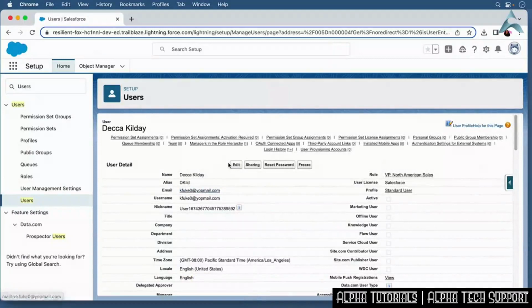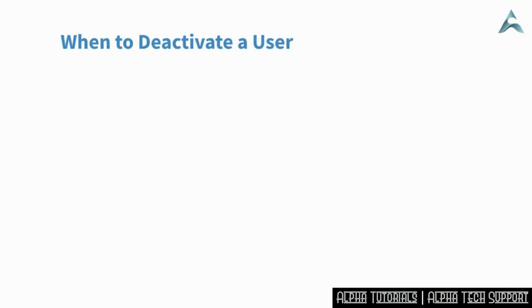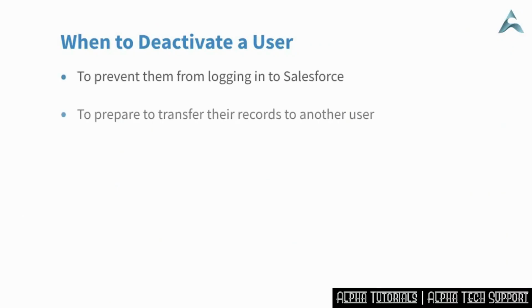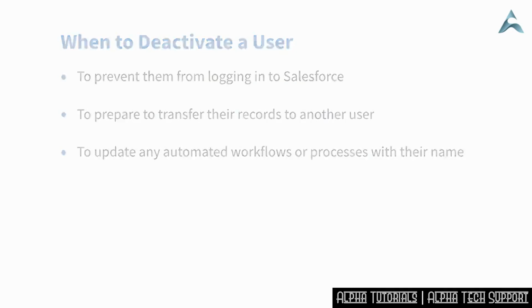Once I've selected a user, click on Edit at the top of the page. At the Edit page, check on the Active box at the right of the screen and select Save. You would want to deactivate a user if you wanted to prevent them from logging into Salesforce and are prepared to transfer their records to another user or update any automated workflows or processes with their name.